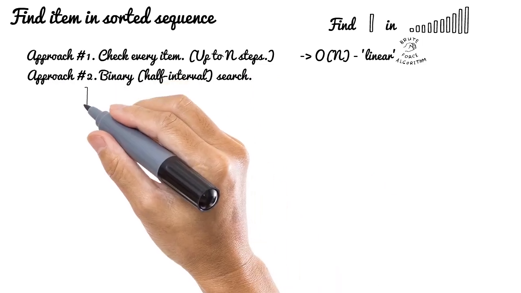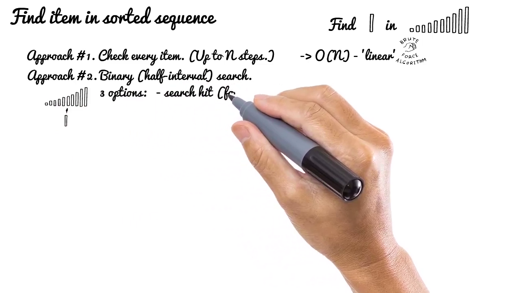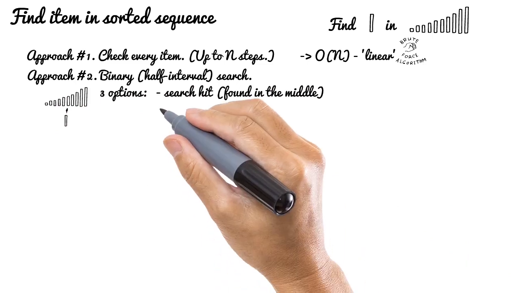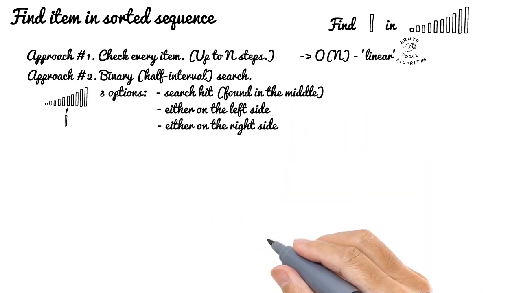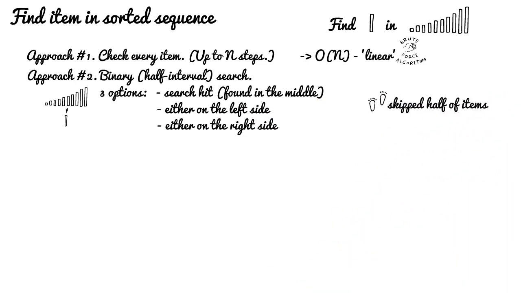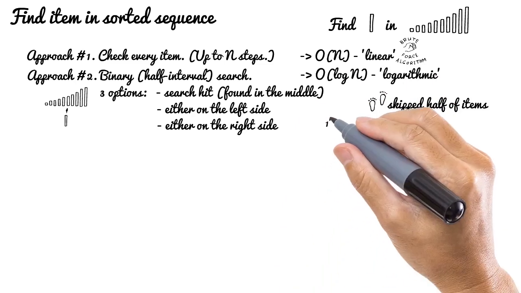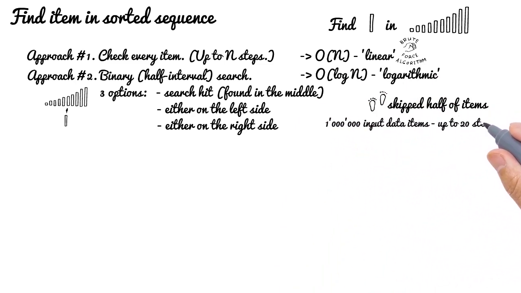How? By comparing the item you want to find with the element in the middle of the sequence. Since the sequence is sorted, your element, if it exists in the sequence, is either found right away in the middle, or on the left or on the right side. On the first step, you have already skipped half of the items from further searching, and you continue to apply the same approach to the left or right side. This is a very fast logarithmic approach. If input data contains 1 million items, you need only 20 steps to find your item or check that it's absent. It's faster than brute force search, which can take up to a million steps for the same task.